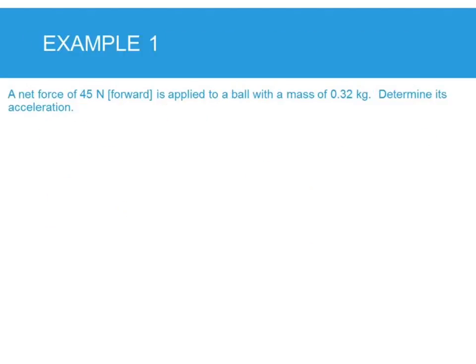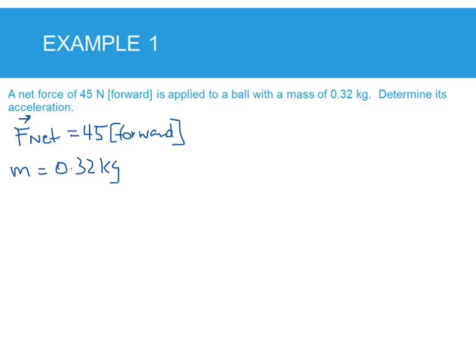So if we look at this one, we have a net force of 45 newtons forward. So let's write down what we know. So we have 45 newtons forward. And we have a mass of 0.32 kilograms. So we use kilograms as our standard for mass in physics. In chemistry, we use grams, but here in physics, we will use kilograms. And we're being asked for the acceleration. So the acceleration and the net force are always going to be in the same direction. So our ball is going to be accelerating forward.